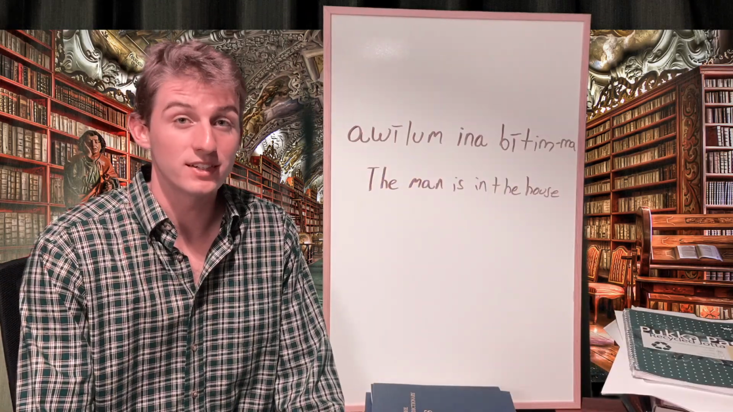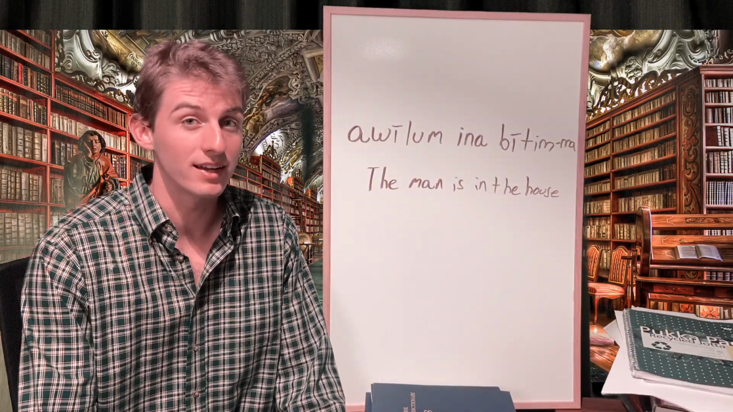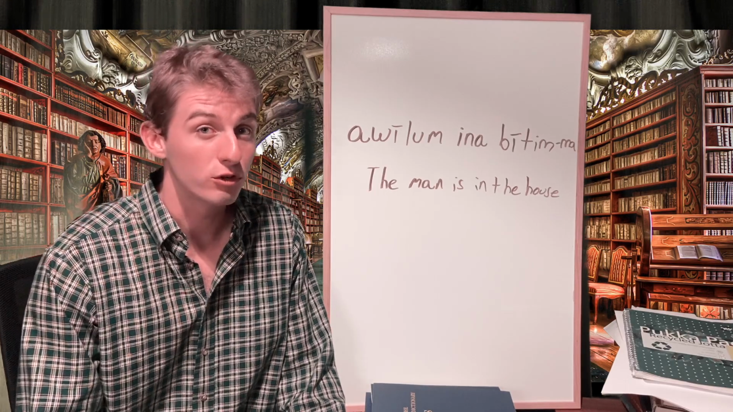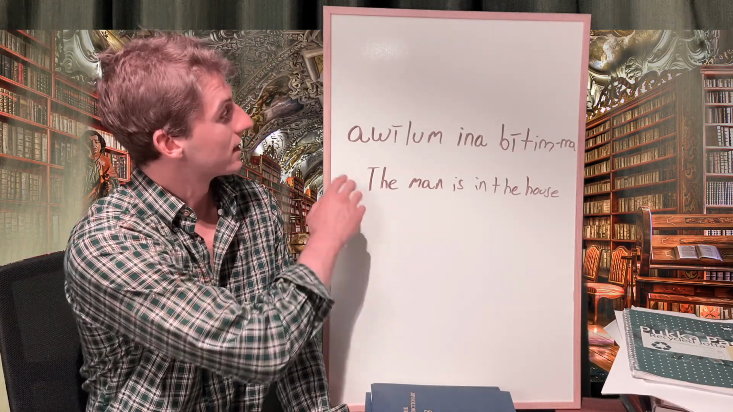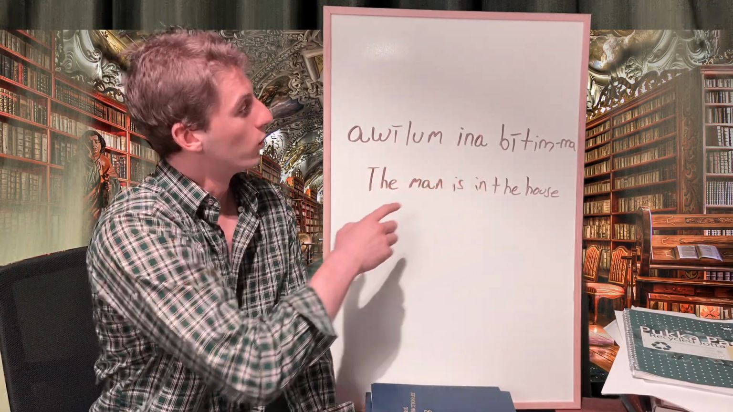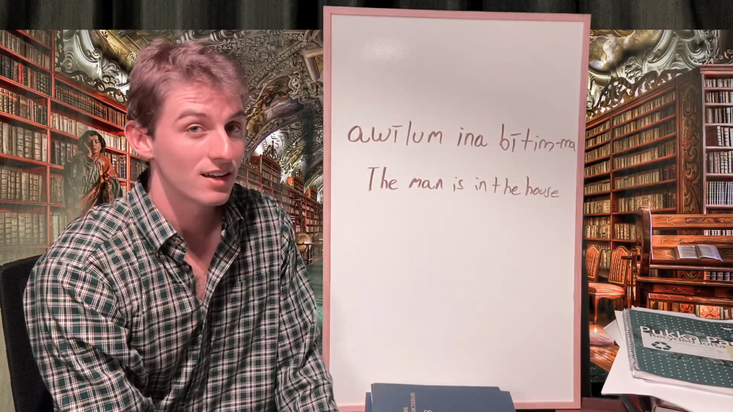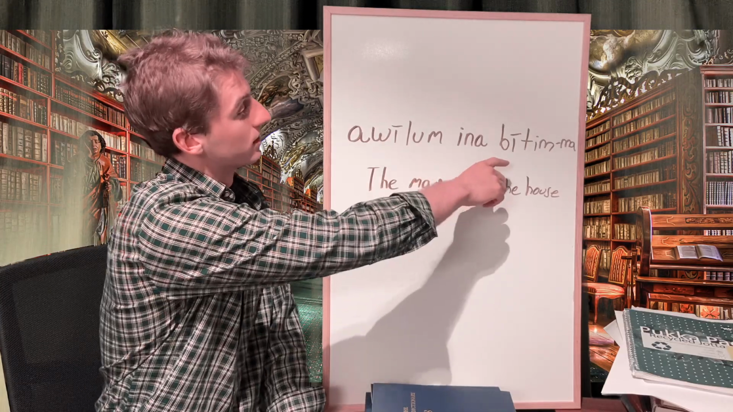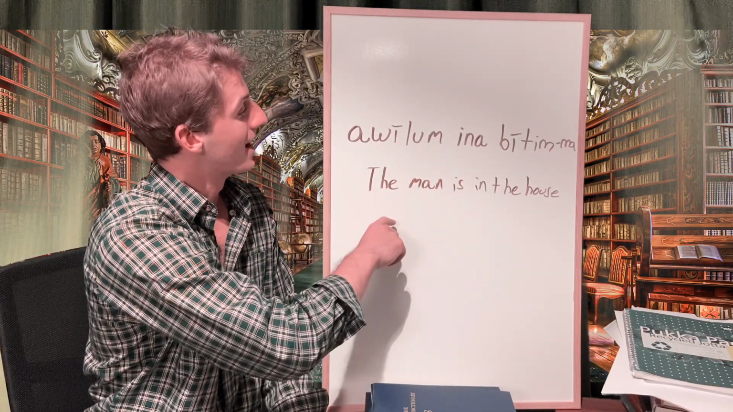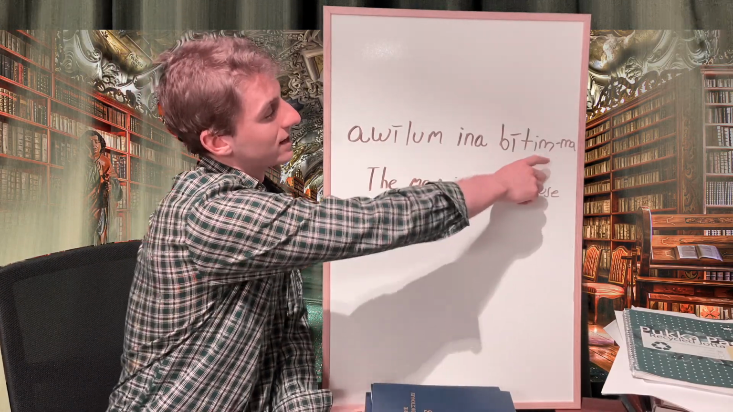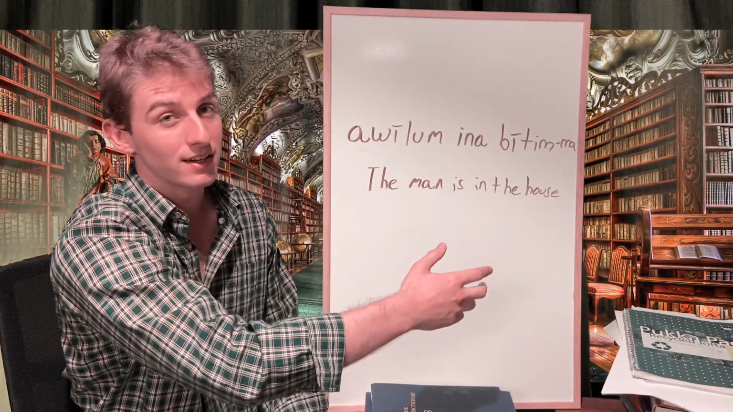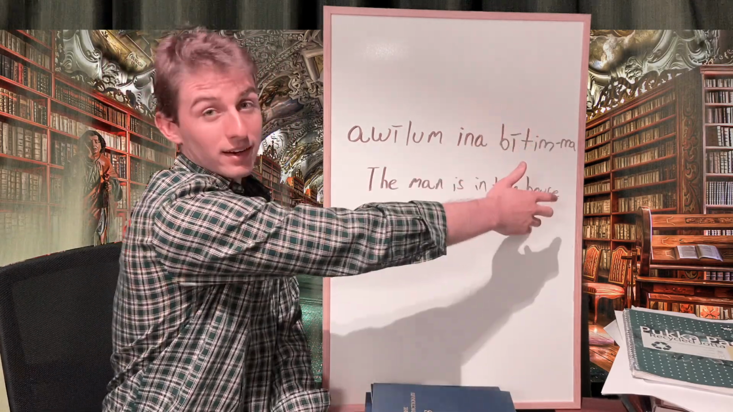Nouns in a nominal sentence don't necessarily have to use the nominative case. This is just the default. For example, with this nominal sentence, awilum in a betimma, we see that the predicate, betim, is actually in the genitive case because it's related to a preposition. And we would translate this as, the man is in the house, with this ma just being a particle that comes at the end to denote that it's following the predicate.